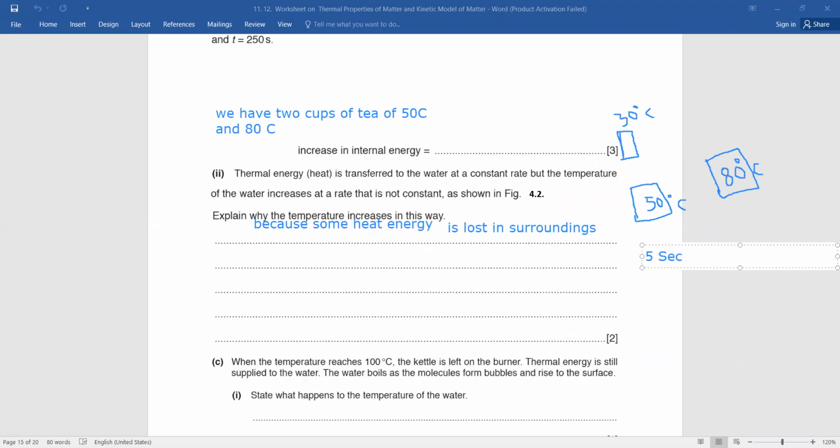Okay, after 5 seconds, you are observing that the 50-degree one is reaching 40 degrees Celsius. Okay, and the 80-degree one is reaching 50 degrees Celsius.